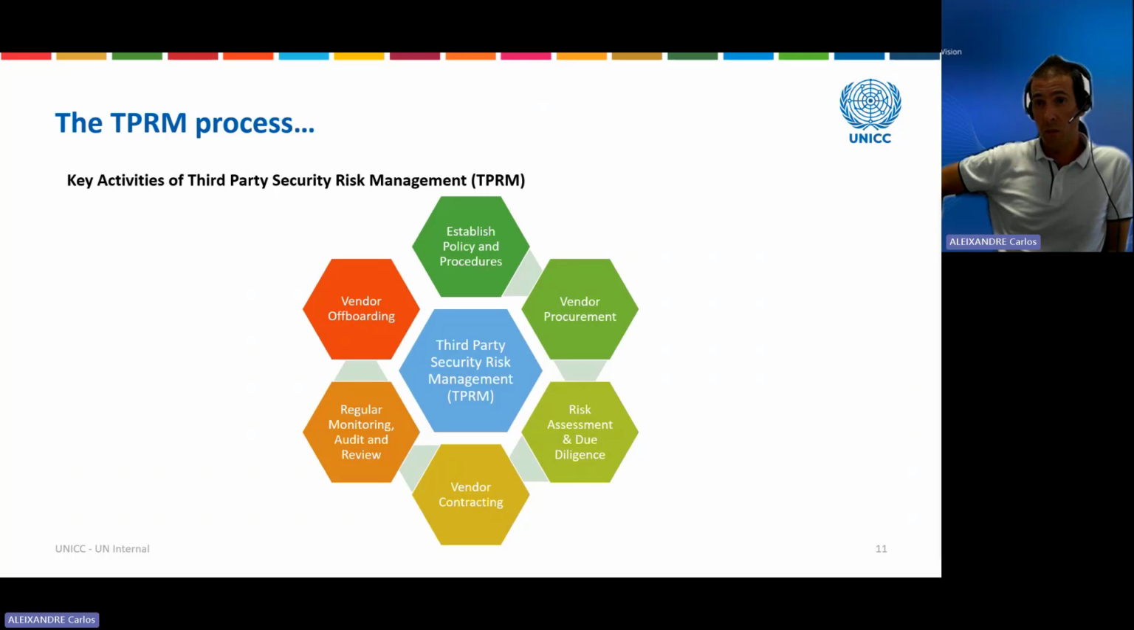So the first one is key, it's very important, and it is about establishing policies and related procedures, right? This will set up the ground of our framework, and we need to define things like setting the criteria to categorize our vendors, right? Following always a risk-based approach. So we need to determine and classify our vendors based on a criteria.